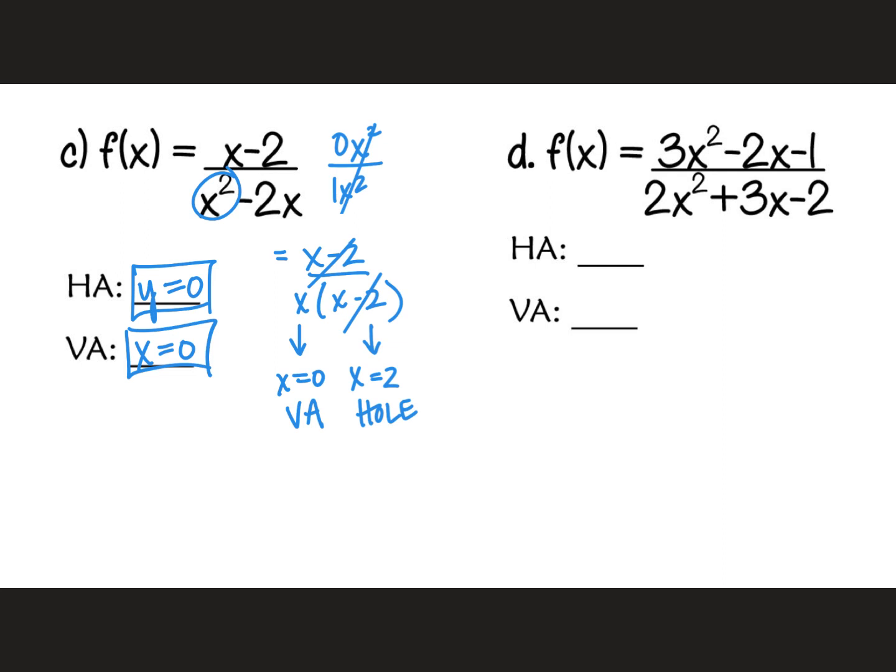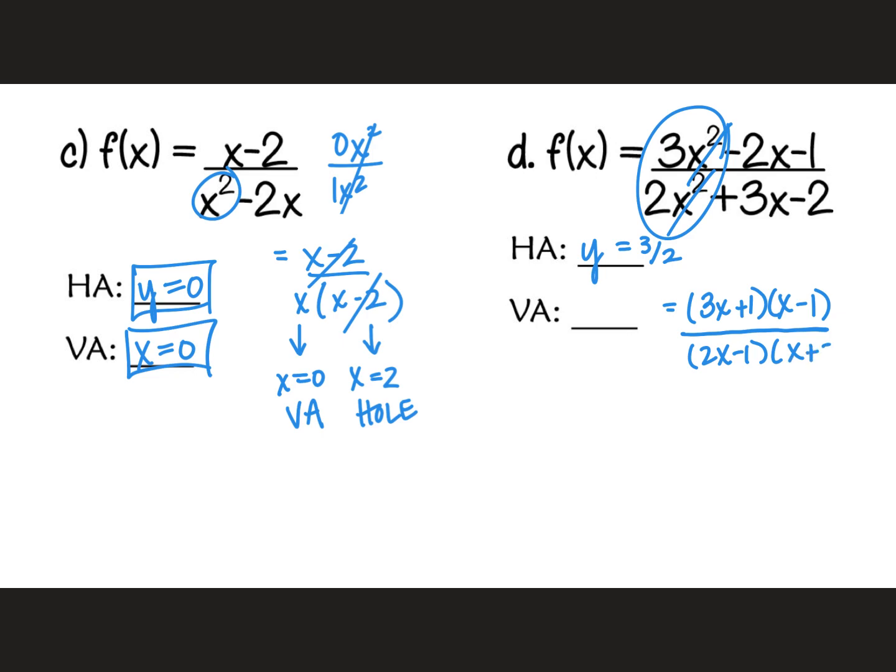And then for our last one here, the degrees match. So the x squared cancel, and we're just left with 3 over 2. So I'm going to leave that as a fraction with the horizontal asymptote at y equals 3 over 2. And then for the vertical asymptotes, we will factor completely. In this case, the numerator is factorable. And so to save us some time here, it factors into 3x plus 1 times x minus 1. You could use guess and check or the master product method to get that. And the denominator factors into 2x minus 1 and x plus 2.